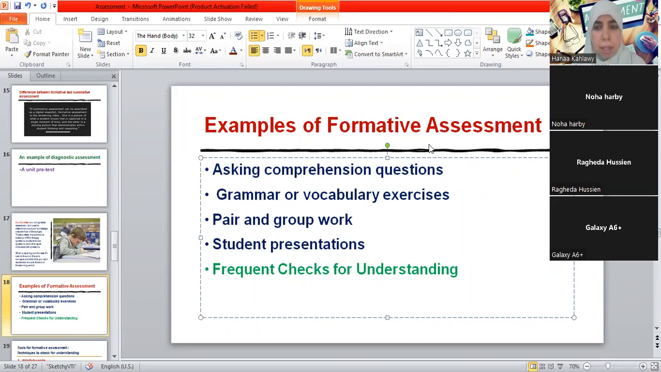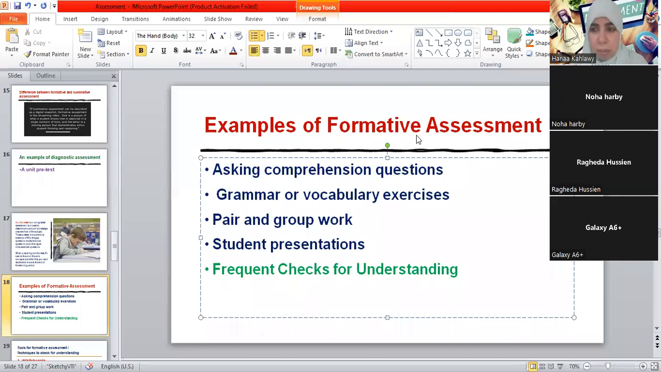Yes, I'm trying to guess who is speaking because the name is not clear. Asma? Asma is speaking? Safa, yes. Okay, thank you, Safa.